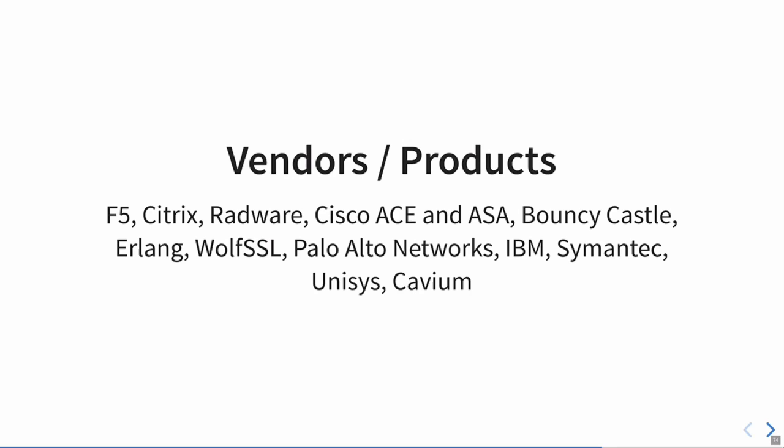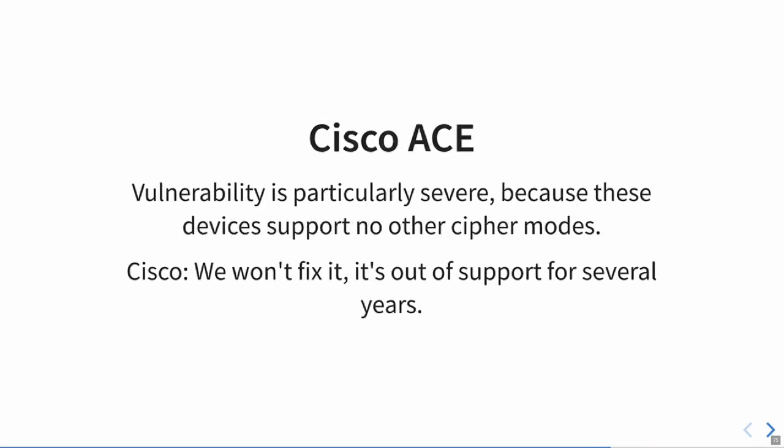And Cavium chips, which are accelerator chips used in many other products. So we had a long list of vulnerable vendors. The Cisco thing was particularly interesting. We heard from some web page operator that they were using a Cisco ACE, so we contacted Cisco about it. And Cisco told us, yeah, we won't fix this because this device has been out of support for many years, so we're not doing any updates on this anymore. This vulnerability was particularly severe because these devices didn't support any of the Diffie-Hellman modes. So you would always have the classic RSA key exchange, so we could easily decrypt traffic from that.